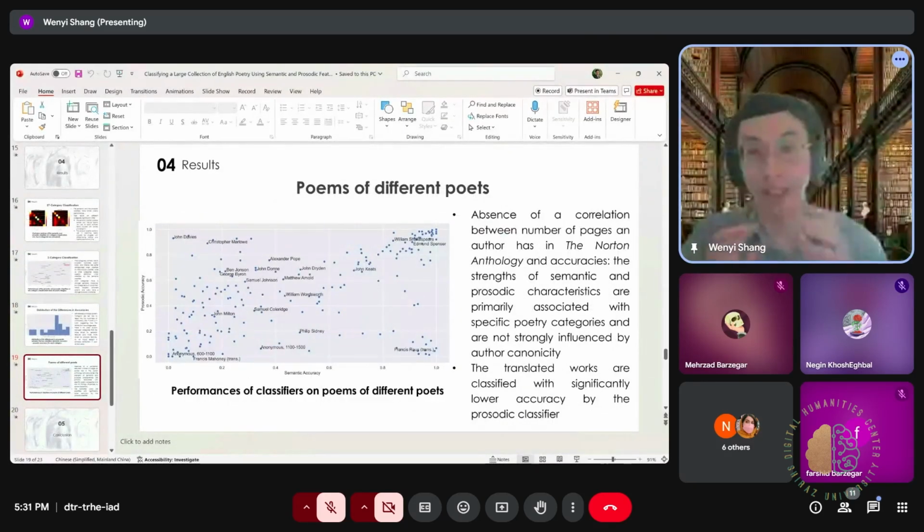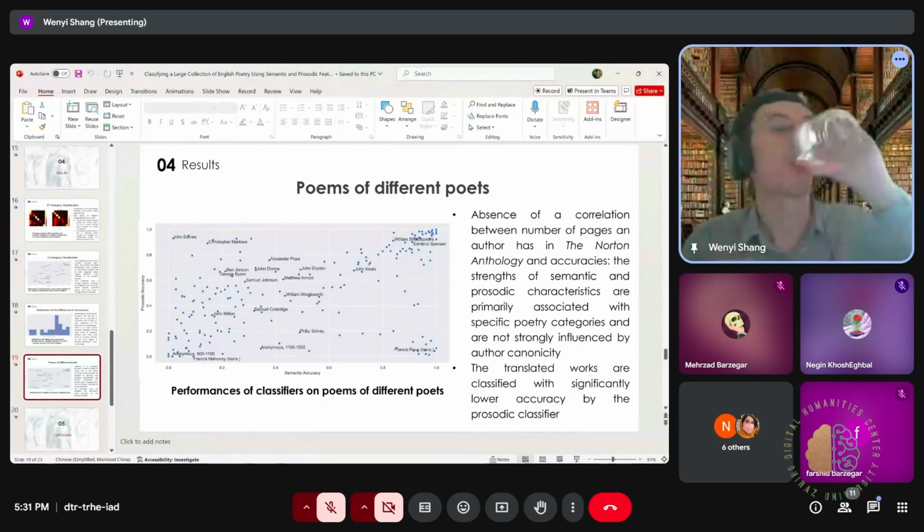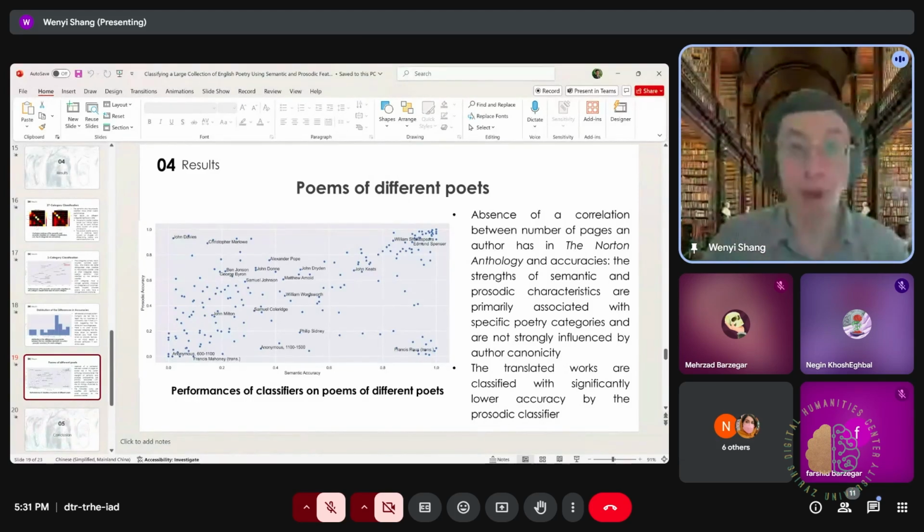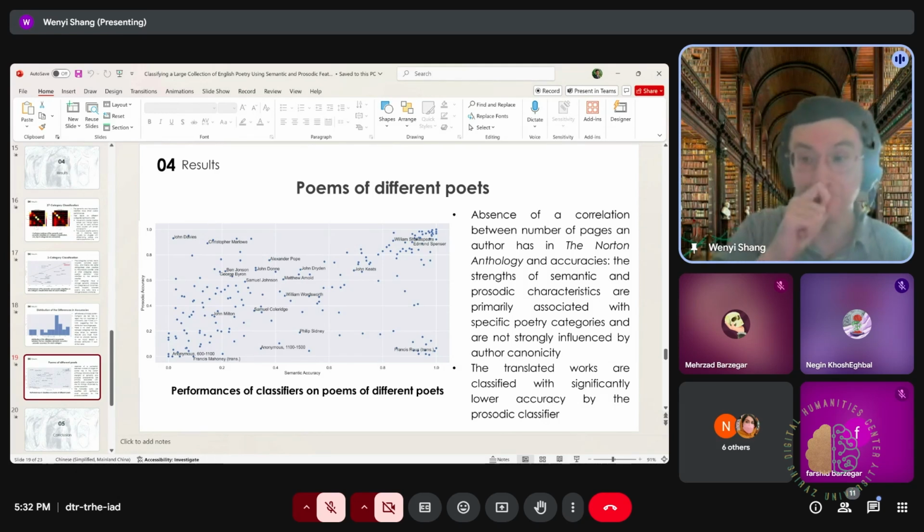And then we finally conducted some experiments to classify poems of different poets. So interestingly, somewhat counterintuitively, there's an absence of a correlation between the number of pages an author has in the Norton Anthology and the accuracies. The Norton Anthology, we use that to estimate how canonical that poet is. And we find that there's no clear relationship between the strengths of semantic or prosodic features, the accuracy of that, and how canonical the poet is.